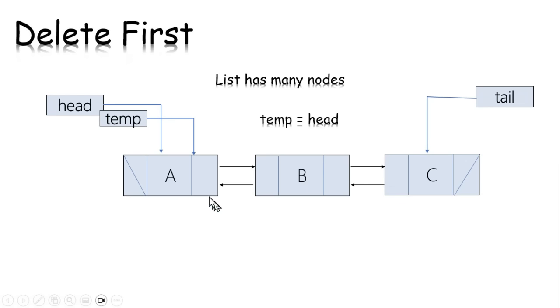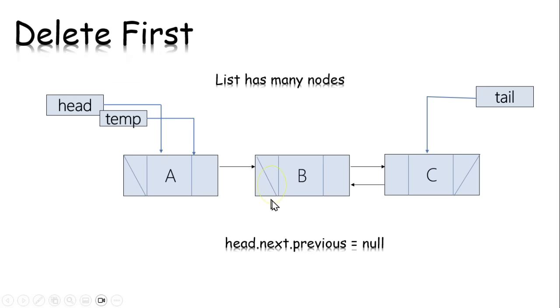So if you wish to delete A, then we will need to access the previous pointer belonging to B. So we will instruct the previous pointer belonging to B to point to null. To access the previous pointer belonging to B, we can use head.next.previous. We assign it to point to null. By giving the instruction like this, the previous pointer belonging to B will look like this.